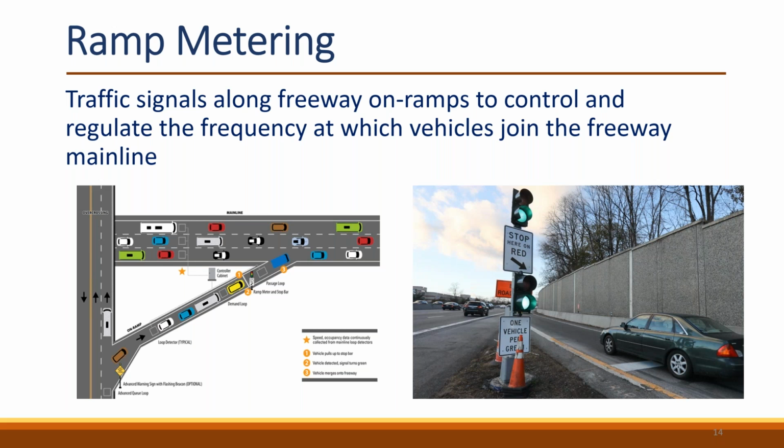So what are RAM meters? RAM meters are nothing but traffic signals along freeway on-ramps in order to control and regulate the frequency at which the vehicles join the freeway main line. Here, as you can see, you have a crossing, you have a main line, and you have a ramp here, on-ramp, and we have the RAM meters there, which control the number of vehicles that are entering into the freeway, as you can see here.